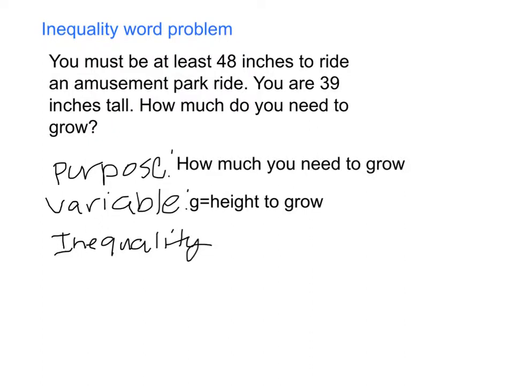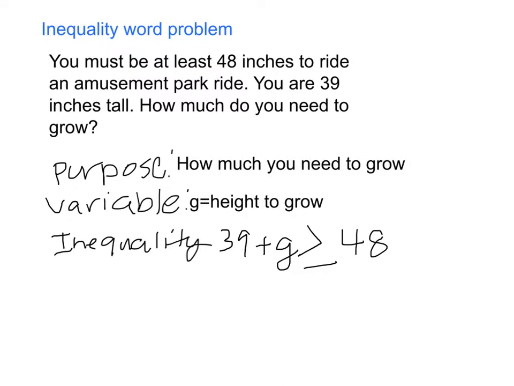So this word problem is, you must be at least 48 inches to ride an amusement park ride. You are 39 inches tall. How much do you need to grow? So the purpose of this problem is to find out how much you need to grow. And then our variable we will use is g to equal the height to grow. To write this inequality, we know that we're 39 inches tall, so we would write 39, plus the height you grow, has to be greater than or equal to at least 48. So that would be our inequality.